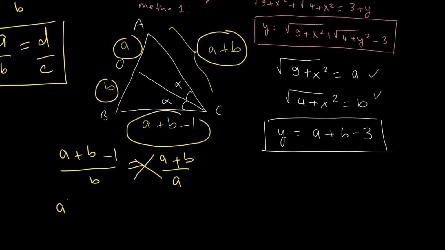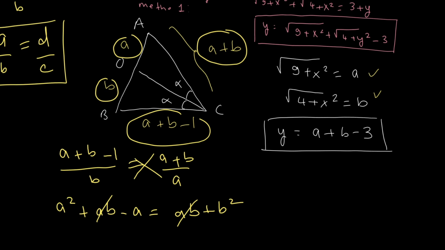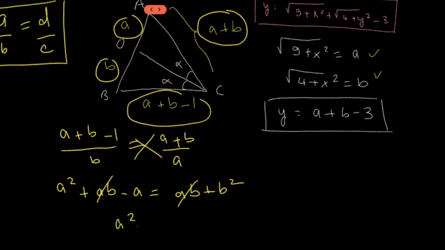So we will get A square plus AB minus A equals AB plus B square. AB and AB got cancelled out. We finally get A square minus A equals B square. Now recall that the value of A is equal to the square root of 9 plus x square and the value of B is the square root of 4 plus x square.